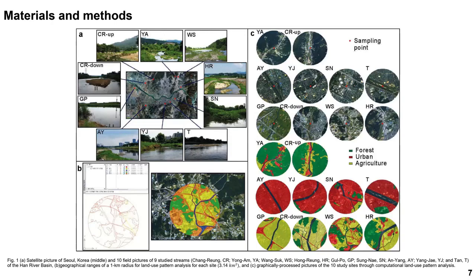Fifth order streams in the Strahler stream order were selected because the size of the fifth order stream should be small enough to be highly sensitive to general localized background nitrogen inputs. Figure 1b shows how the land use pattern is measured by using AutoCAD 2008. And in figure 1c, those 10 sites in figure 1a are divided into forest, YA and C up, urban, AY, YJ, SN and T, and agricultural, GP, C down, WS and HR.